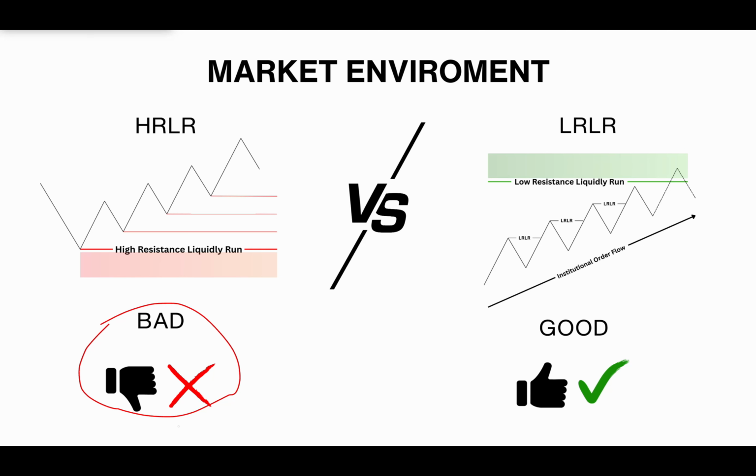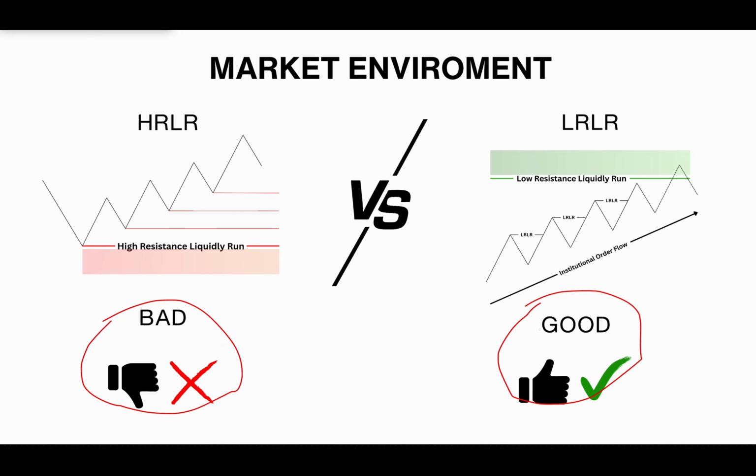Now to the right here, we have a low resistance liquidity run. This is the ideal condition to trade in, right? It's proper institutional order flow. It's when institutional sponsorship is working in our favor, and order blocks and fair value gaps are being respected. And I also bet that during this particular moment, you've made most of your money. Your best trade setups probably came in this type of condition. So let's continue so I can show you some live examples.